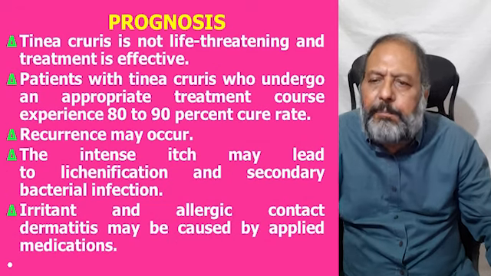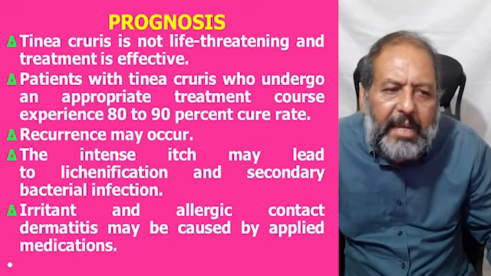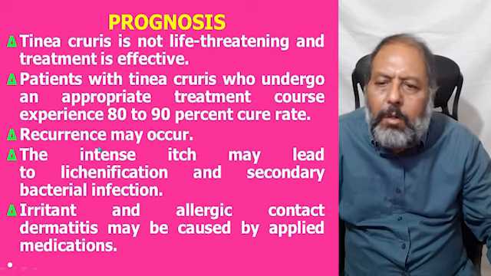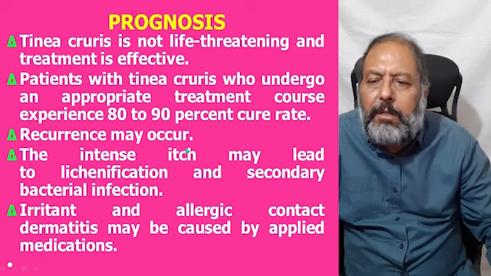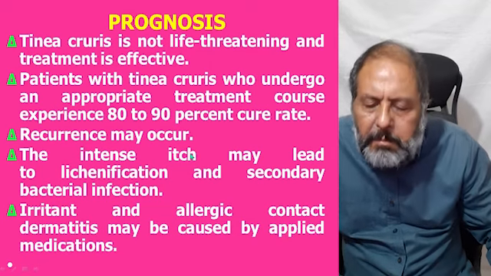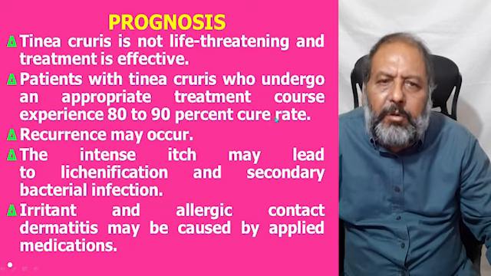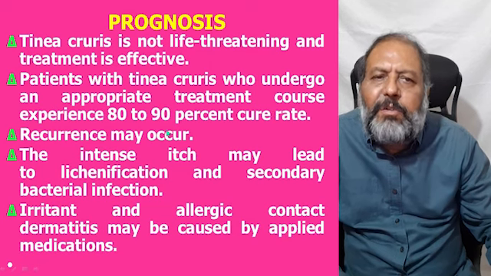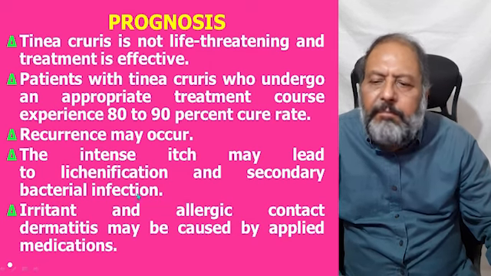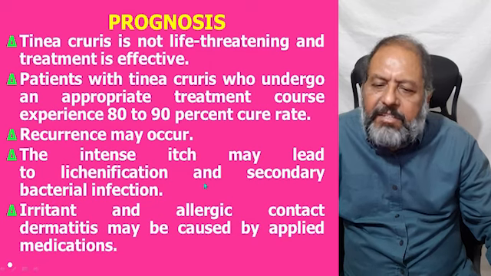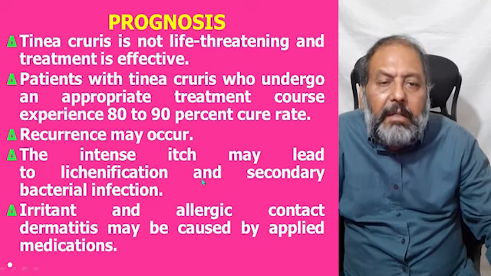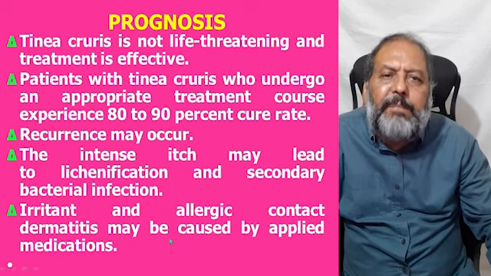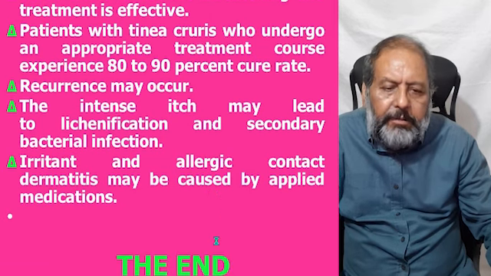Now, coming to the prognosis, Tinea cruris is not life-threatening and the treatment is very effective. Patients with Tinea cruris who undergo an appropriate treatment course experience an 80 to 90% cure rate if they properly complete the course of treatment. Recurrence may occur. The intense itch may lead to lichenification and secondary bacterial infection of the affected skin. Irritant and allergic contact dermatitis may be caused by the applied medication.